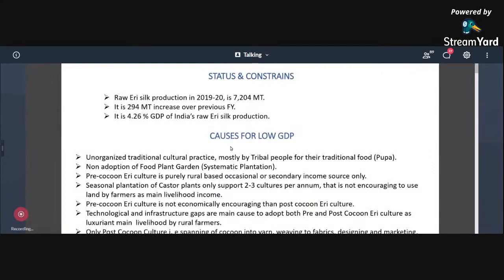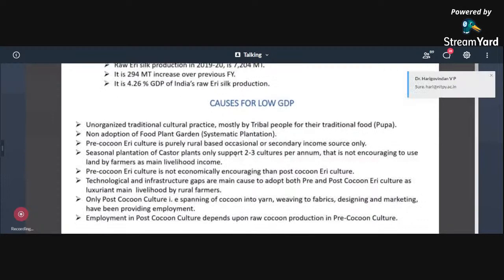So before going into details about the agriculture, let us see the status. Raw silk production in our country during 2019-20 was 7,204 metric ton, which is a 294 metric ton increase over previous financial years, and the share is 4.26% of India's raw silk production. So the share is not so satisfactory. What are the causes for low raw silk production in our country?